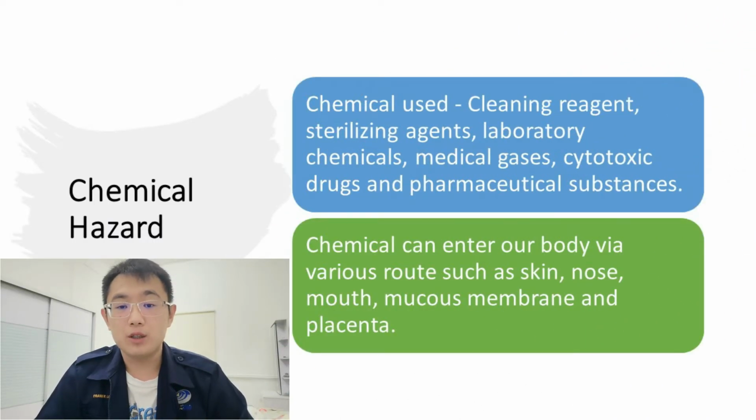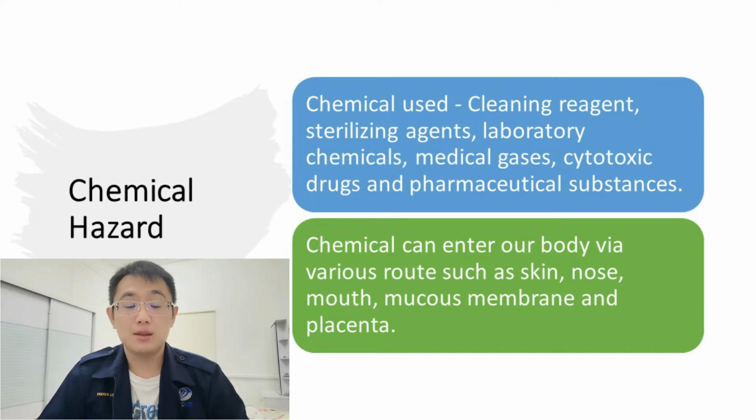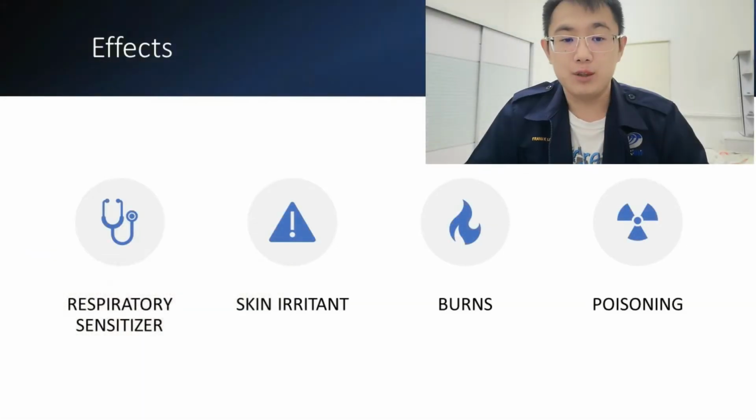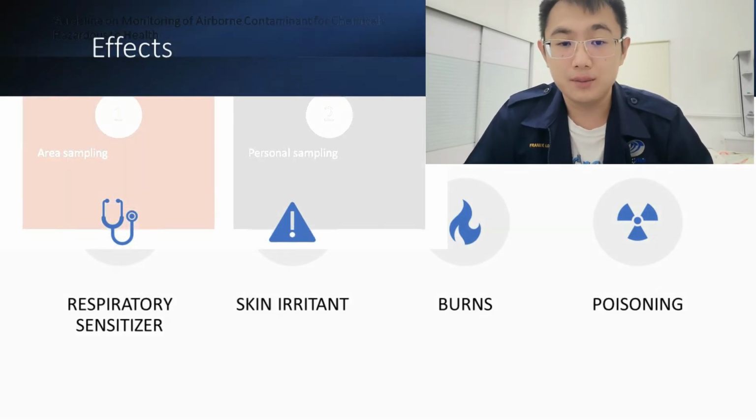Second, the use of chemicals is widespread in the healthcare sector. The use of chemicals includes cleaning reagents, sterilizing agents, laboratory chemicals, medical gases, cytotoxic drugs, and pharmaceutical substances. Chemicals can enter our body via various routes, such as skin, nose, mouth, mucous membranes, and placenta. Chemicals have the potential to disperse into the air in the form of droplets or vapor. Therefore, we might accidentally inhale the chemical substances.